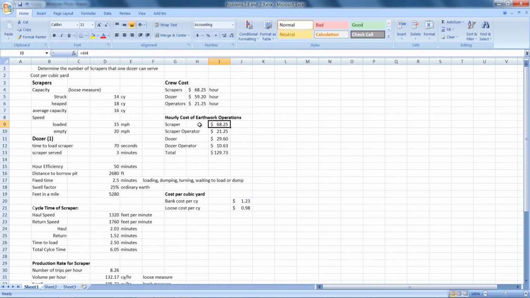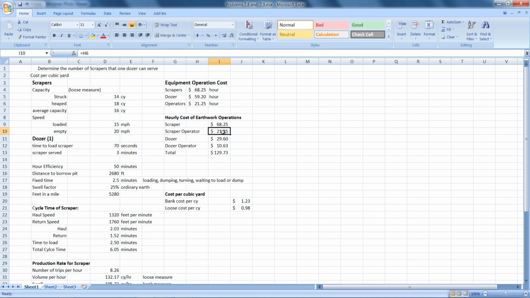So we were given this number, 68.25, and I'm using these that were given. I'm setting up my formula now. This is going to equal the number I put up for the equipment cost. And I'd actually say, I said crew cost, let's call this equipment operation cost.